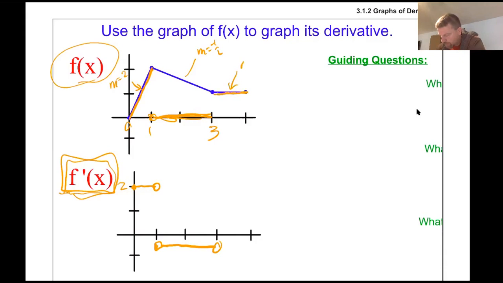Last part, during this section here, that's completely flat. The slope of a flat line is 0. So during that section, from 3 to 4, from here to here, my derivative is going to have a value of 0.